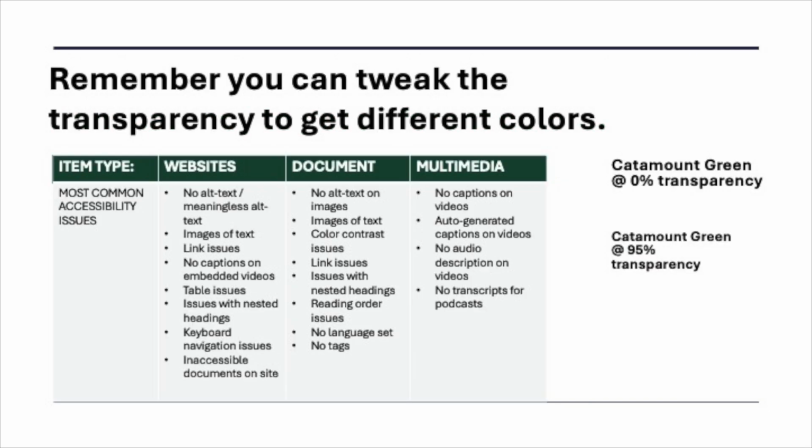And remember, you can tweak the transparency of the UVM color palette in order to get different colors. So in this table that we saw earlier about accessibility errors at UVM, I used Catamount Green at 0% transparency for the top bar. That means it's at full strength. And then I dialed the color back by 95%. It's at 95% transparency for the rows underneath, and it's a very, very light green there. And so those two transparencies have very different hex values.